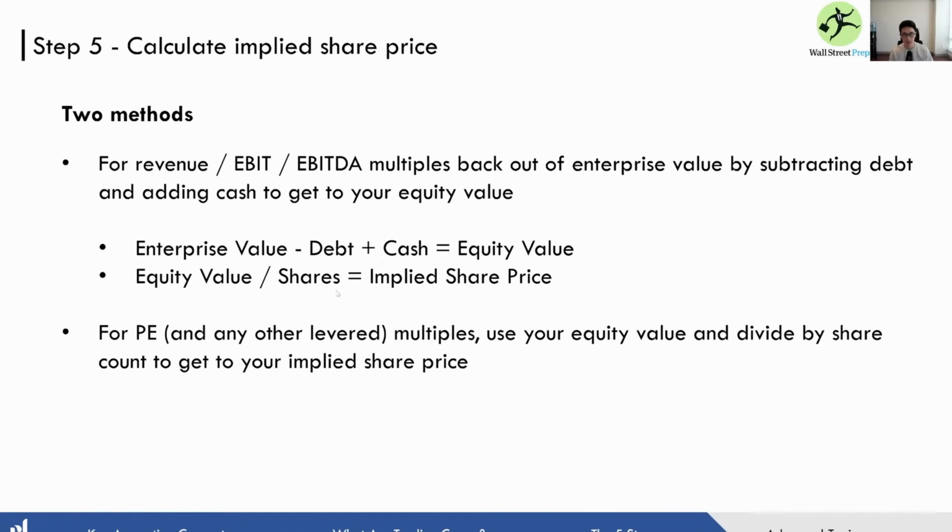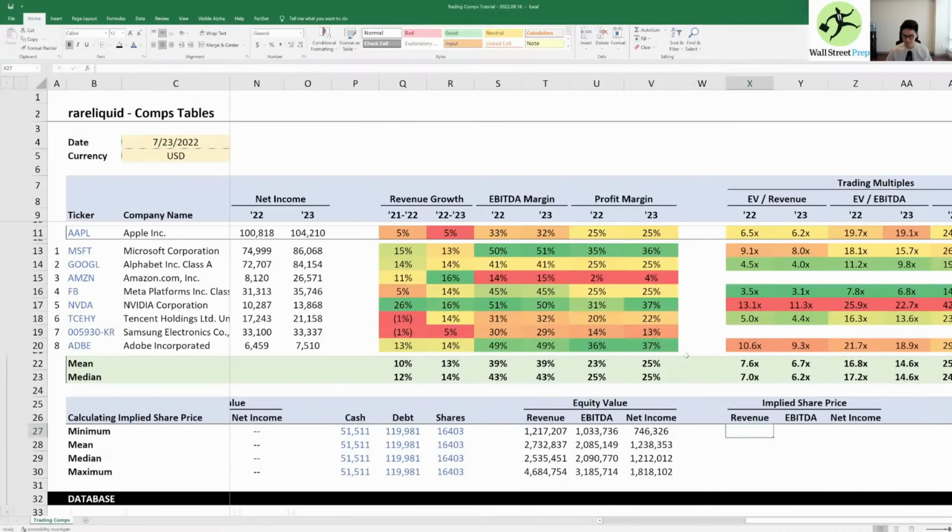Get your equity value divided by shares to get your implied share price. For PE multiples, your equity value is what you end up at, and so you divide by your share count to get to your implied share price. So that's what we kind of did here.